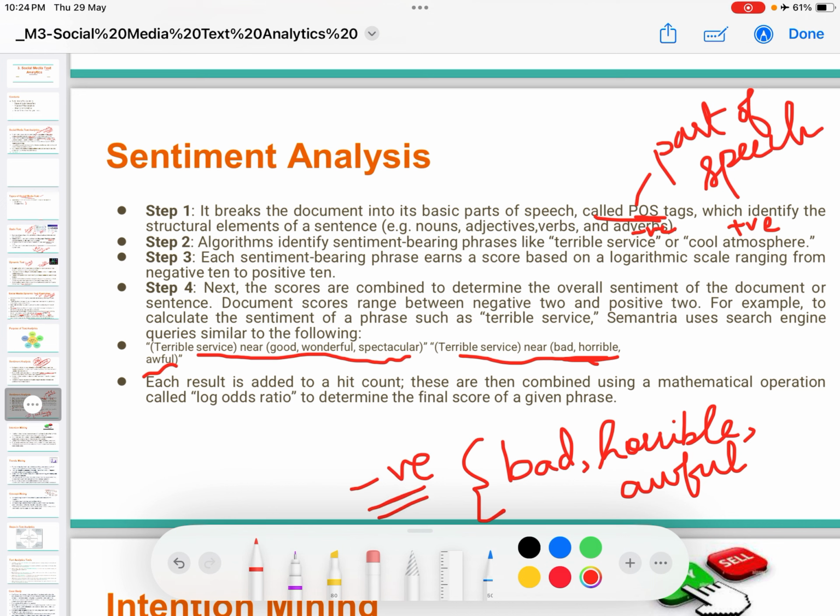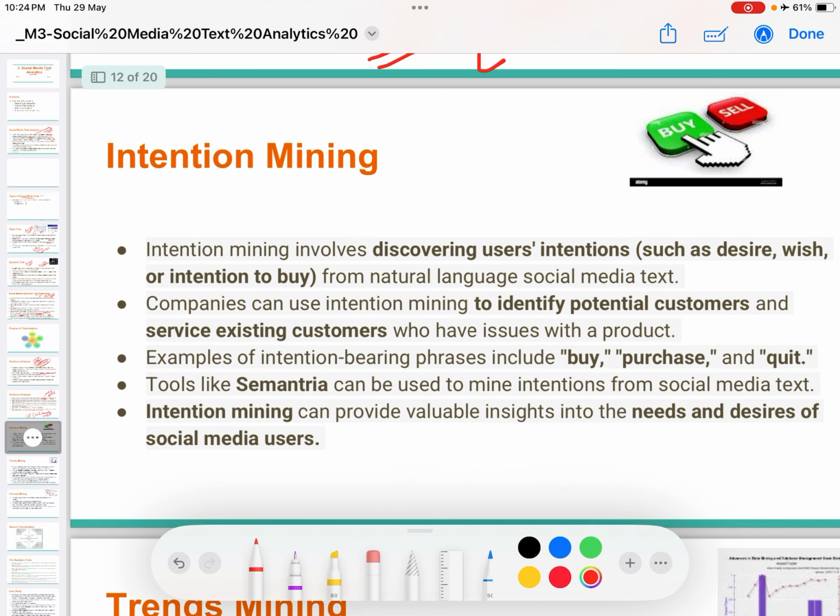Each result is added to a hit count. These are then combined using a mathematical operation called log odds ratio to determine the final score of a given phrase. Next is intention mining.